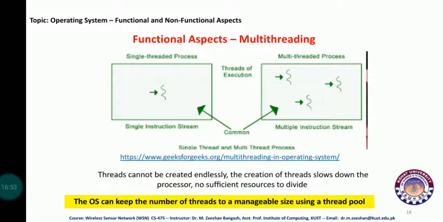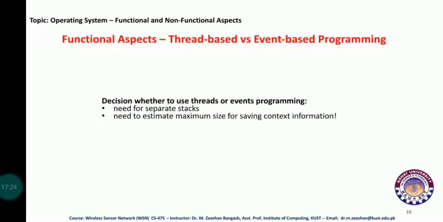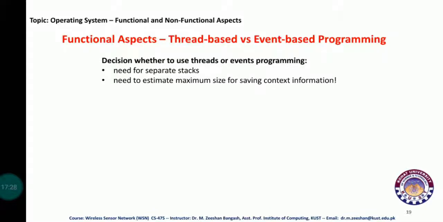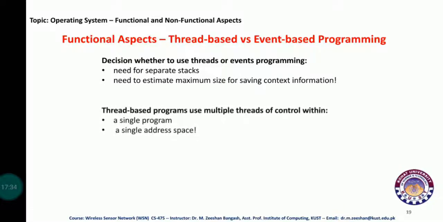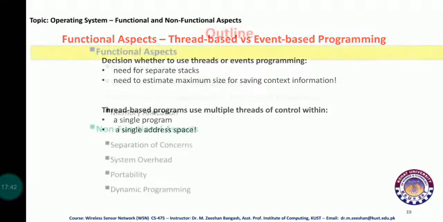The operating system has the responsibility to keep the number of threads to a manageable size using a thread pool. This is another concept we have already read in operating systems: a thread pool, where there are a limited number of threads that can be assigned to a particular process. So this restricts the number of threads executed in a system, because endless creation of threads will create memory overhead and computation overhead. Another decision is whether to use threads or event programming; threads need separate stacks and an estimated maximum size for saving context information. Similarly, thread based programs use multiple threads of control within a single program or a single address space.